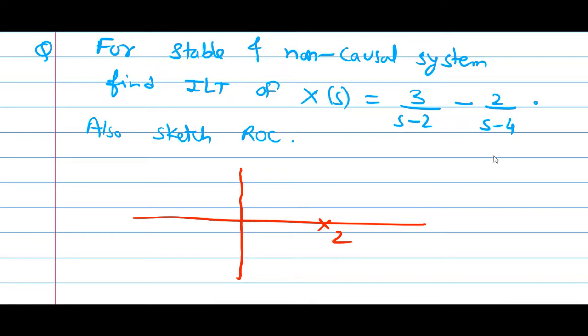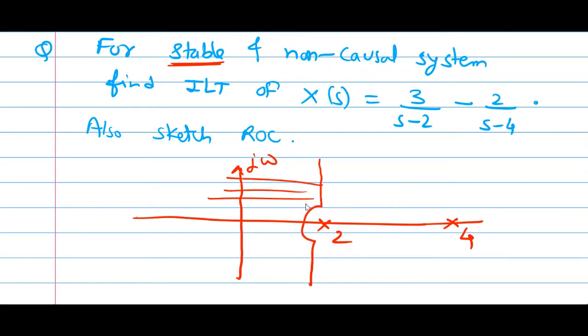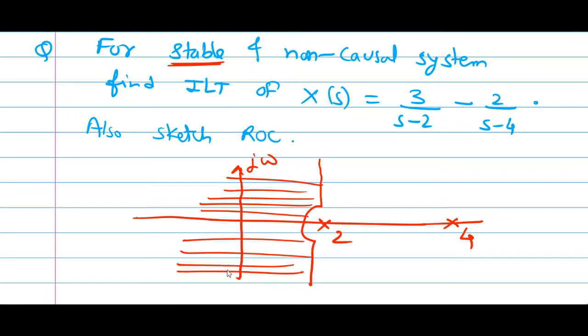Then another pole, s minus 4 equal to 0, that means another pole is at 4. Now we have been asked for a stable system. So stable means the ROC must include the j omega axis. So we have to start from 2 and it should go towards the left hand side. I cannot start from 4 and go towards the left hand side, because if I start from 4, it will include this pole, and ROC does not include any pole. So I have to start from 2 only.